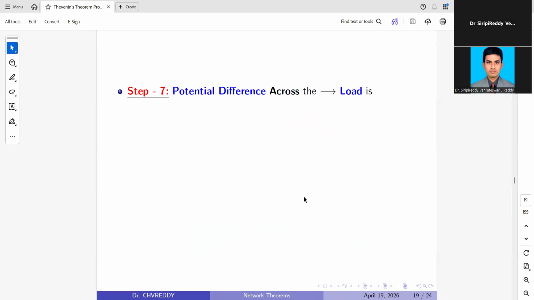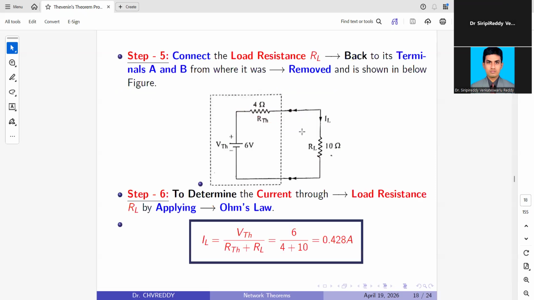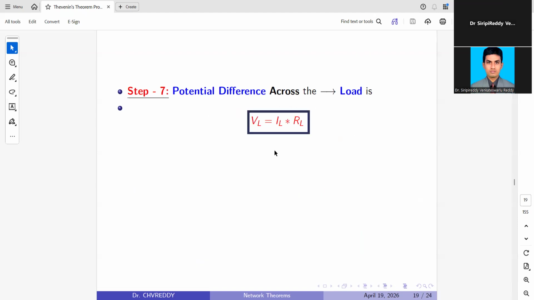In the problem, they are asking how much current is passing through the load resistance, as well as asking to draw the equivalent circuit. Those two we have already done. Even so, in step 7, the potential difference across the load, that is VL equal to IL into RL. That means the voltage drop across the load resistance, VL equal to IL into RL. Now we know the IL value as well as the RL value.